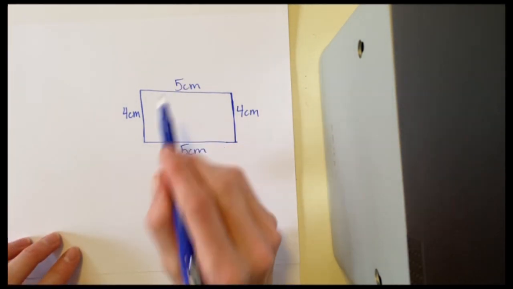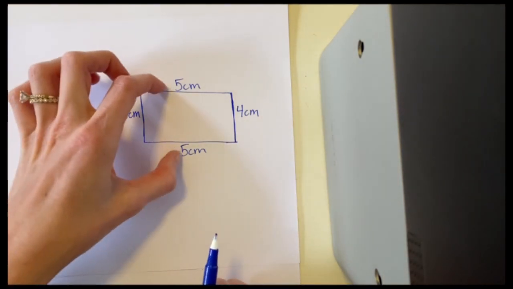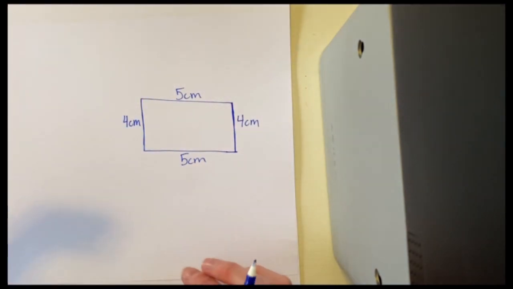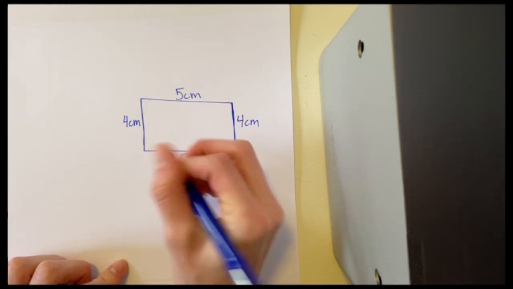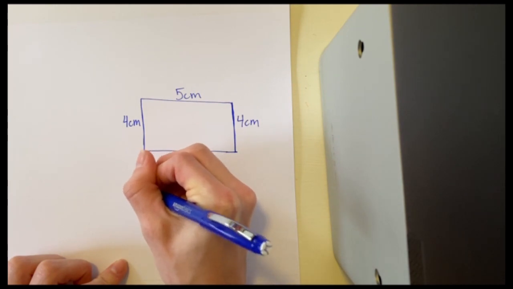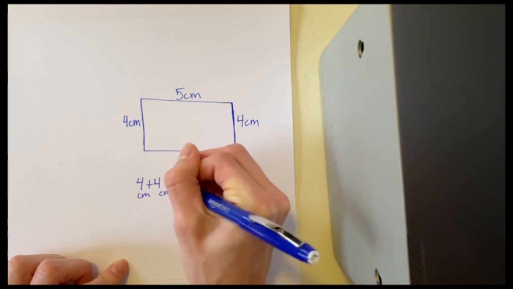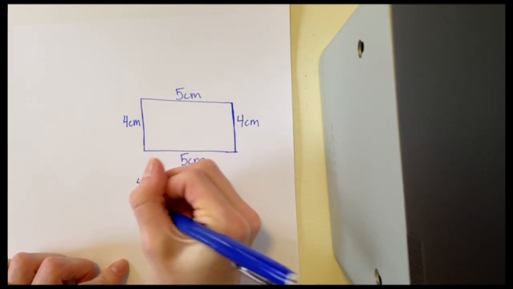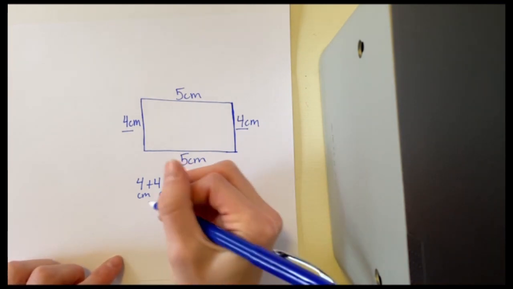You could say 5 plus 4 plus 5 plus 4. You could do the 2 5s first, or the 2 4s first, and then add those sums up. Let's go through the one that I just described. So if I know there's 2 4s, I could say 4 plus 4 equals 8 centimeters. 5 and 5, I'm going to go ahead and underline so I know that I did both of those side lengths.